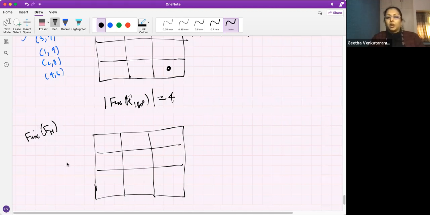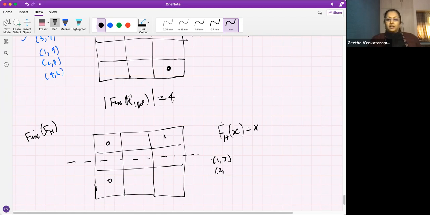Now that's the horizontal flip, right? So under this, I want all those cards X such that when I apply FH to X, I just get back X. So what are all the positions I can place things in so that it is exactly the same when I do this horizontal flip? 1 and 7, similarly 2, 8, and 3, 9.